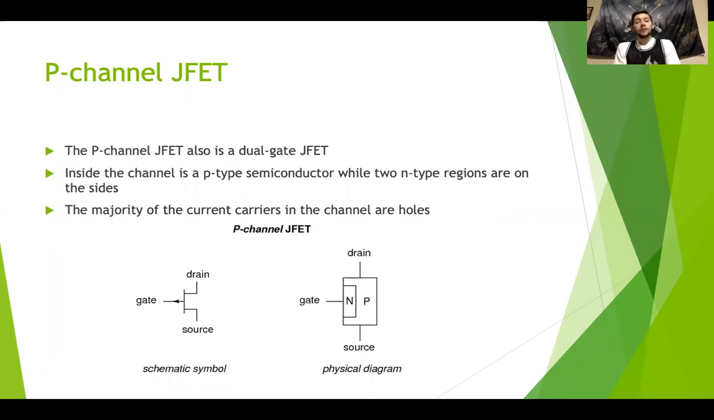Now, P-channel JFETs. P-channel JFETs are also dual gate JFETs. Inside the channel is a P-type semiconductor, while two N-type regions are on the sides, just kind of like the N-channel, except everything's kind of switched. The majority of the current carriers in the channel are holes, and that is pretty much the main difference between a P-channel and an N-channel: the holes and free electrons.